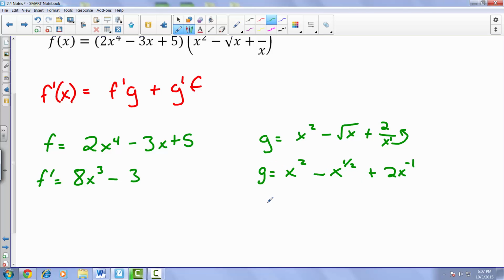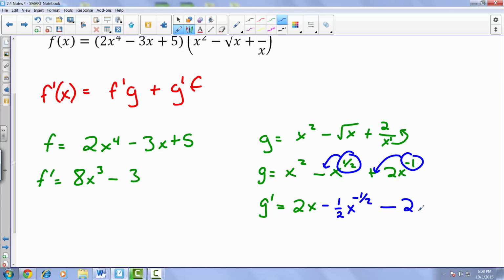Now let's go ahead and take the derivative of g. So g prime then comes out to be 2x. For this piece, we take the exponent, throw it in front. So we have minus 1/2 x. Subtracting 1 from that exponent, we end up with negative 1/2 then. Again, using that power rule, bringing that exponent down into the front, minus 1 times 2 would give us negative 2x, and then subtracting 1 from that exponent as well, so that would be negative 2.